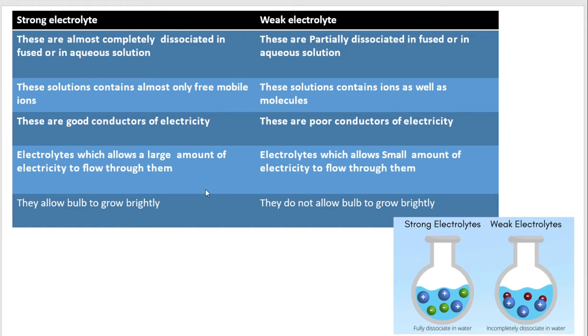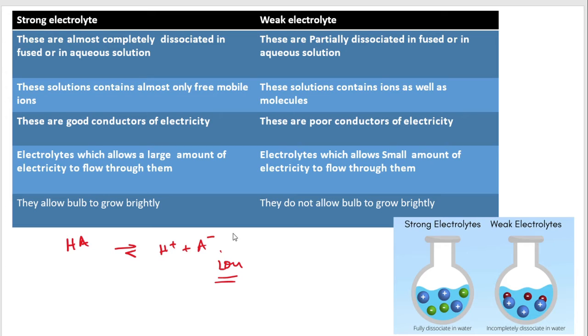So what are strong electrolytes? Suppose I'm taking an example of a generic compound HX, which is an electrolyte. On passage of electricity, if it completely dissociates into its ions, then it is termed a strong electrolyte. This solution only consists of ions. Strong electrolytes consist only of ions because they easily break into their constituents, and they are good conductors of electricity. Obviously, if they are breaking into ions, they will allow more electricity to pass through, so they are good conductors of electricity.